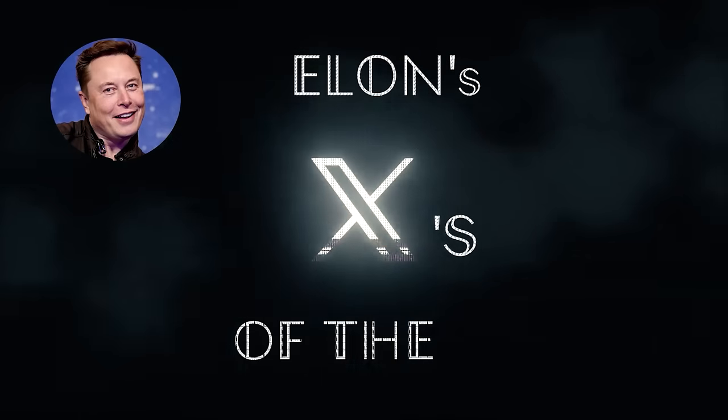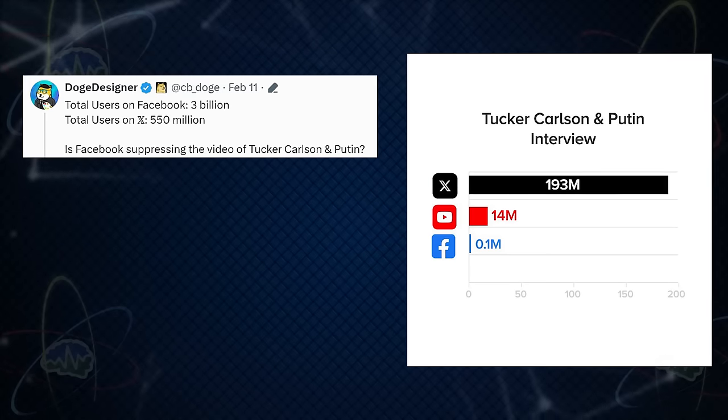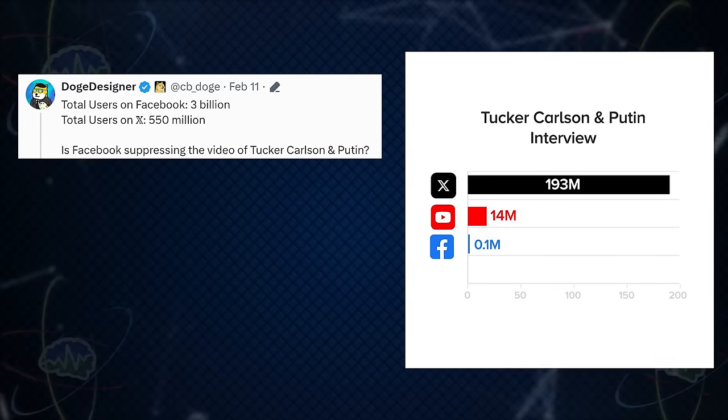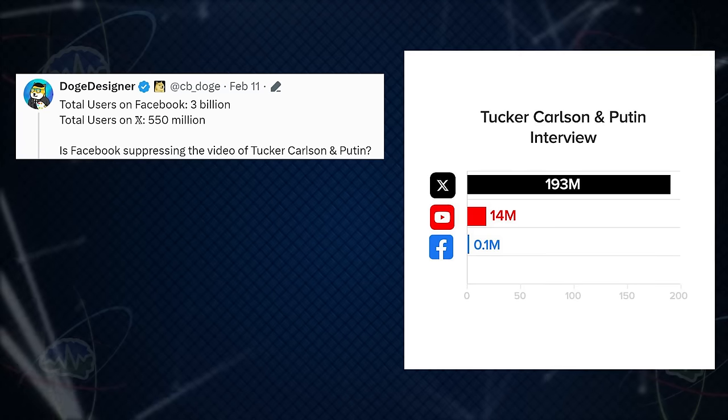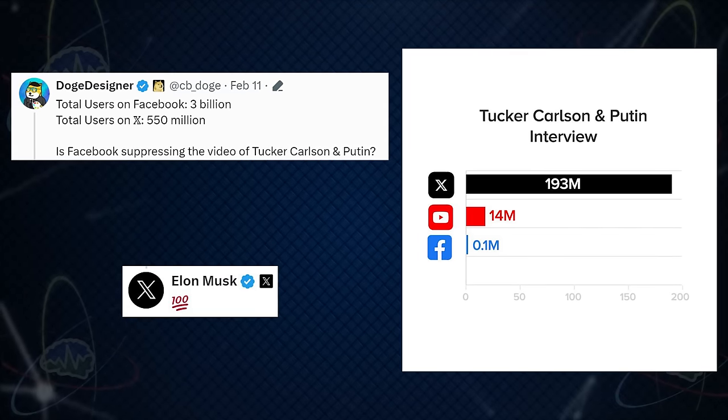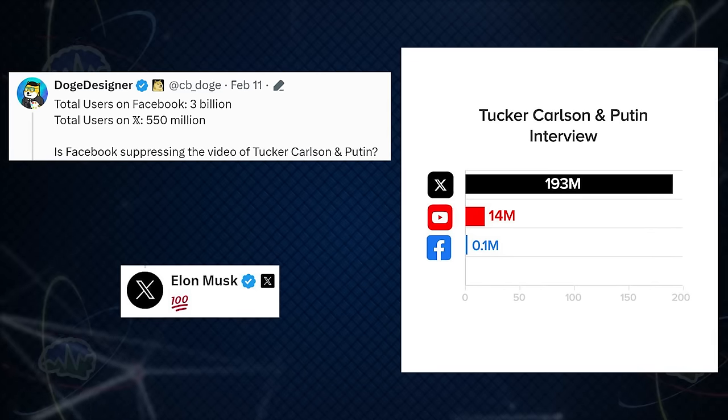All right, it's time for Elon's X's of the week. And Doge Designer says, total users on Facebook, 3 billion. Total users on X, 550 million. Is Facebook suppressing the video of Tucker Carlson and Putin? And you can see here this chart of the views, and Elon thinks so. That is kind of proof.